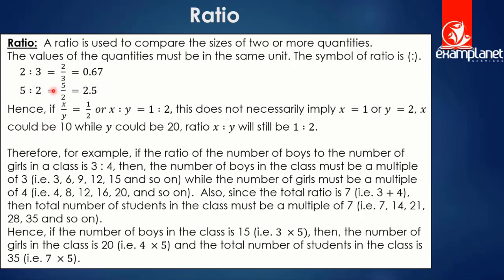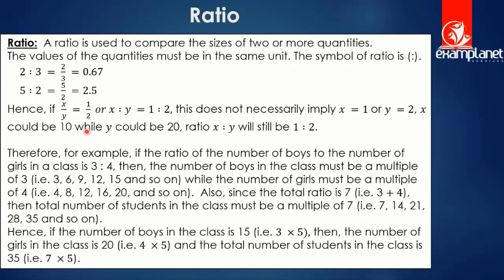So you can always turn your ratio to fractions in order to simplify it. Hence, if x over y is equal to 1 over 2, or x ratio y is equal to 1 ratio 2, this does not necessarily imply x is equal to 1 or y is equal to 2. x could be 10, y could be 20, and the ratio x to y will still be 1 over 2. Now, what I want to talk about here is that you need to understand a ratio when you see one and interpret it correctly.